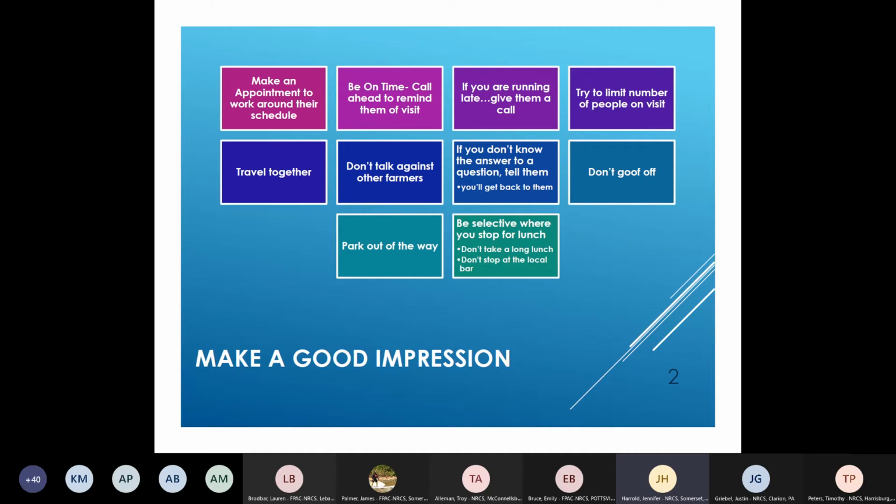And don't goof off. I've also been out in the field where somebody's been off to the side, not really paying attention. If you're out there, you should be involved with the conversation. Also, especially on dairy farms, make sure you park out of the way, away from the milk house, so if the milk hauler comes during the visit, you don't have to move. And say you stop for lunch after the visit, it's probably not the best idea to stop at the local bar and have some beer.